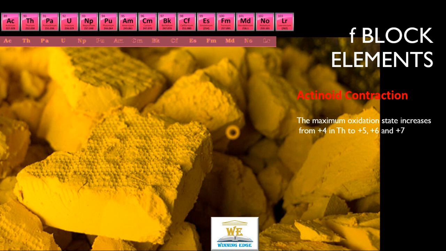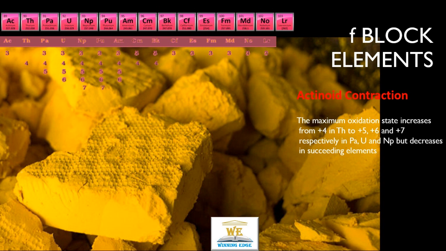Now the maximum oxidation state increases from +4 for thorium to +5, +6 and +7 respectively for protactinium, uranium and neptunium. But after that it starts decreasing again. That depends upon the number of unpaired electrons available in the 5f, 6d or 7s2 orbitals. +3 is uniformly existing for all these elements, just like we saw in case of lanthanoids.